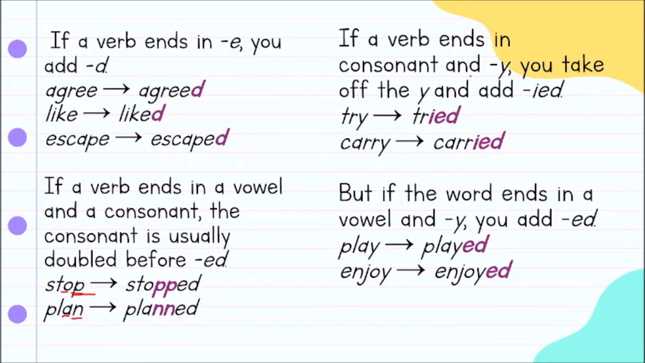If a verb ends in a consonant and y, you take off the y and add ied. So again, if the verb ends with y with the preceding letter a consonant, we have to drop the y and change it with i and add ed. But if the word ends in a vowel and y, you add ed, just like the example play and enjoyed. Because it has a vowel and y, all we have to do is add ed.